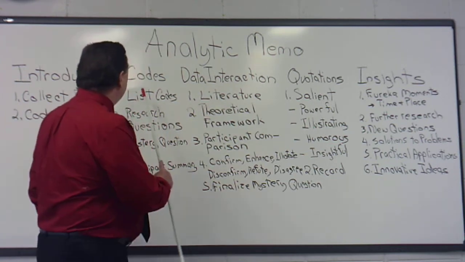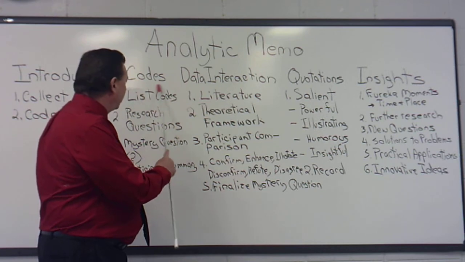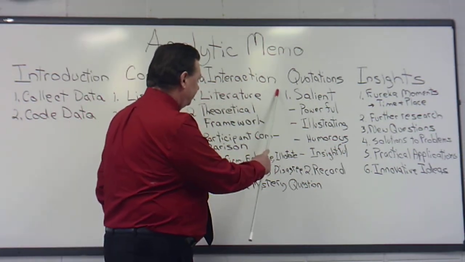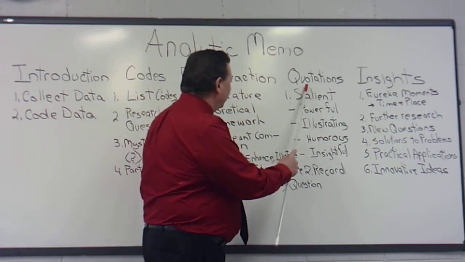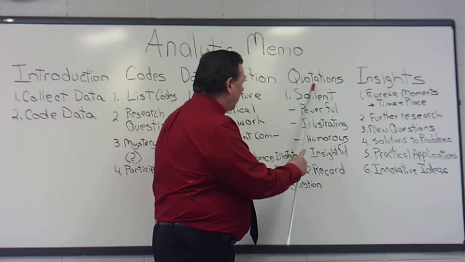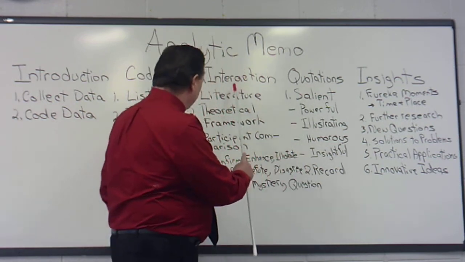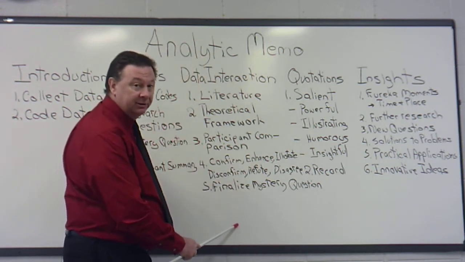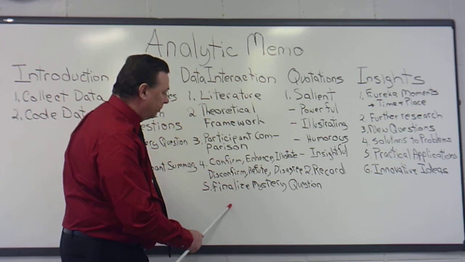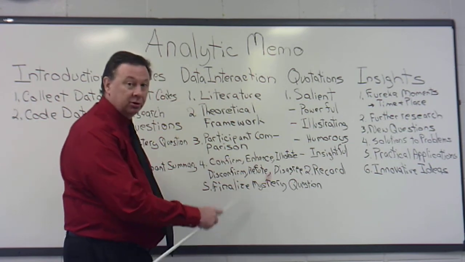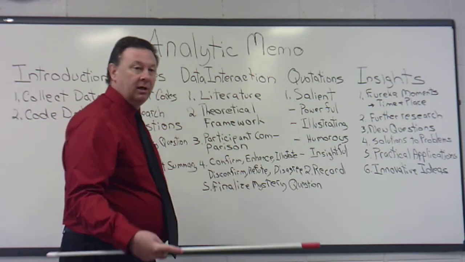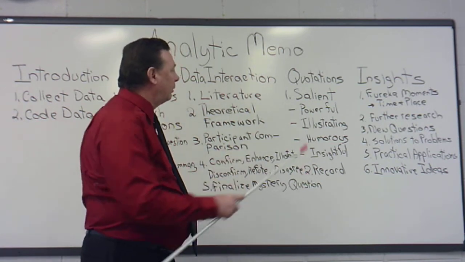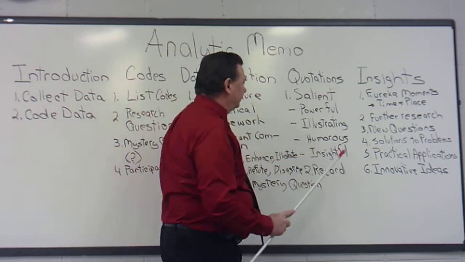So now we've got the first section, which is the codes, and the second section, which is the interaction with the data. Now, in the third section, before we leave here, write these up in paragraph form for each research question. How did your participant agree or disagree, confirm, disconfirm the research questions in comparison to literature? And now we move on to quotations.